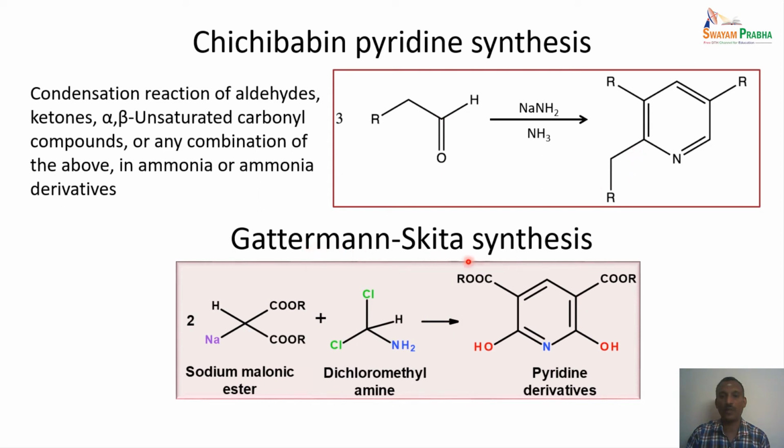And the Guareschi-Thorpe type synthesis is shown here. Here, the sodium salt of malonic ester is treated with dichloromethylamine, and these two undergo condensation reaction to give pyridine derivatives as shown here. This is also another method for the synthesis of pyridines.